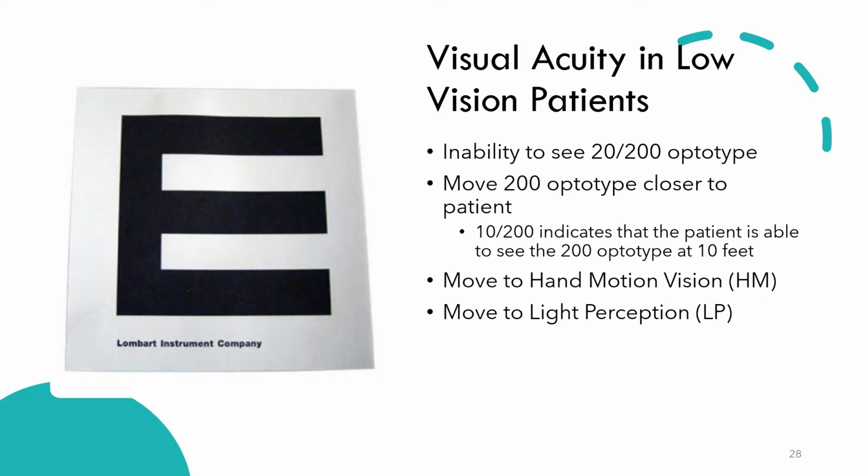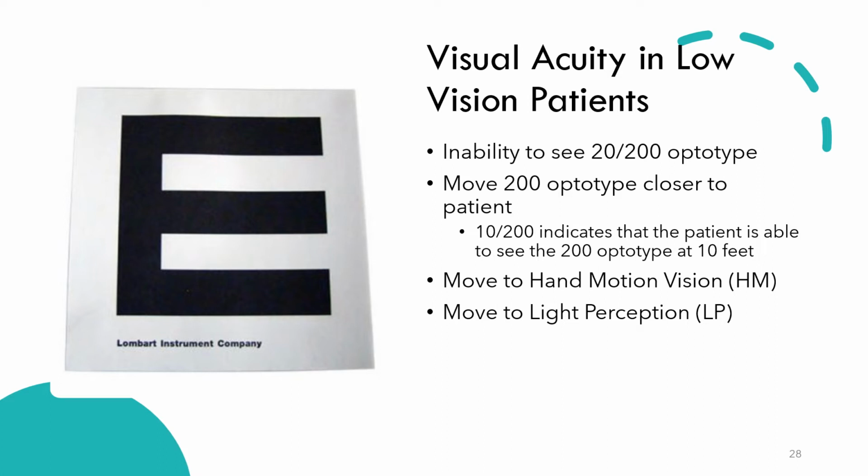If the patient is unable to read the 200 optotype, despite getting closer to the chart, then you will proceed to hand motion vision. You will not use count fingers vision because there is wide variation in hand sizes and hand colors, and we prefer a standardized method of checking vision. Hand motion detection uses vertical and/or horizontal hand movements and is documented as HM at the detectable distance. Usually this will be in the 1 foot range.